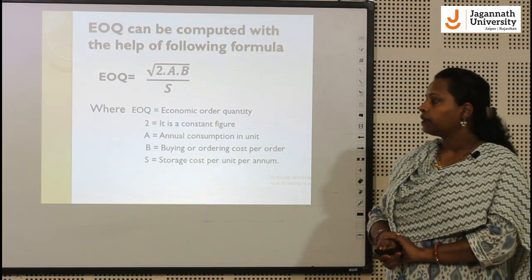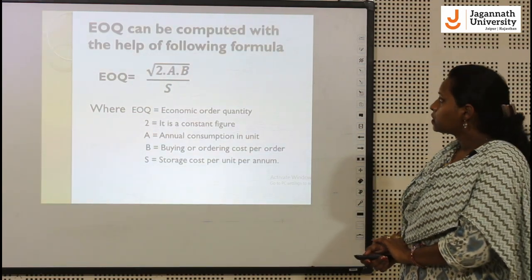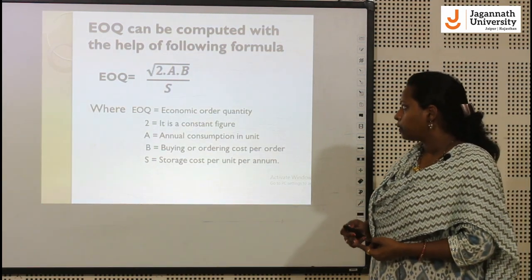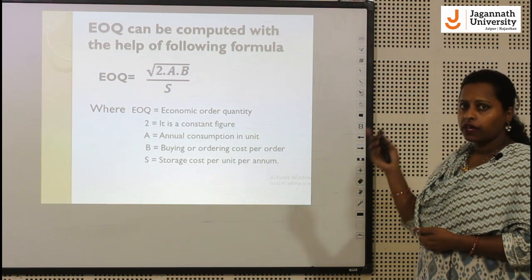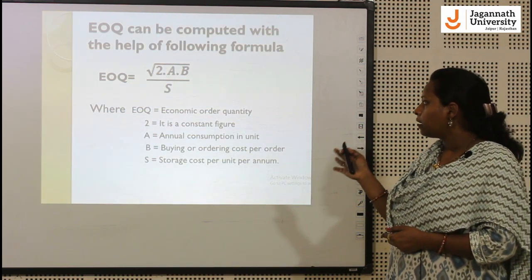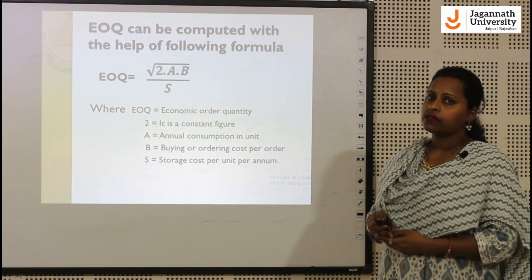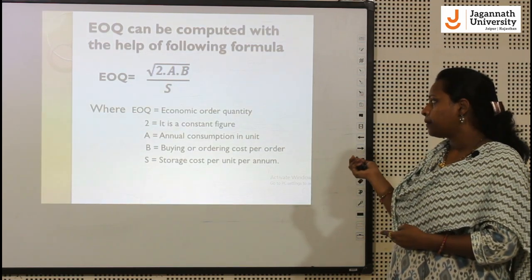EOQ can be computed by the following formula. EOQ is the square root of 2AB divided by S. Here EOQ is economic order quantity, A is annual consumption of the units, 2 is the constant figure for the formula, B is buying or ordering cost per unit, and S is storage cost per unit per annum.